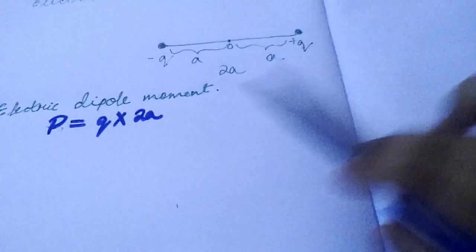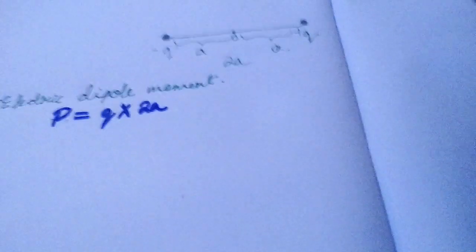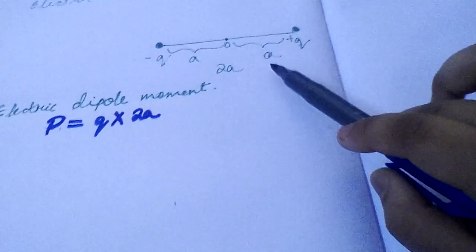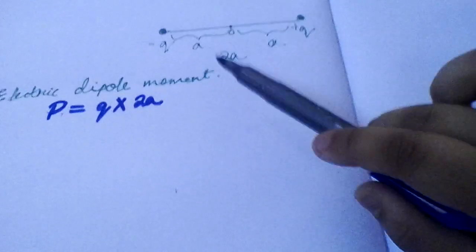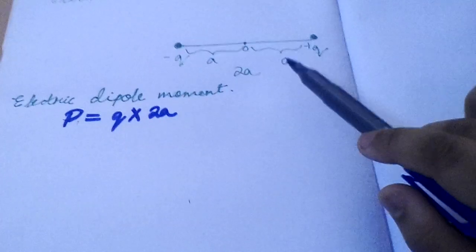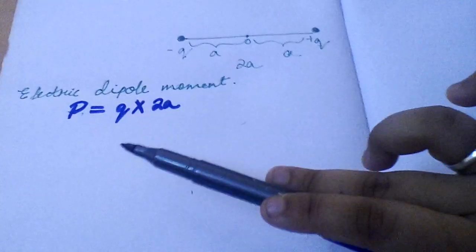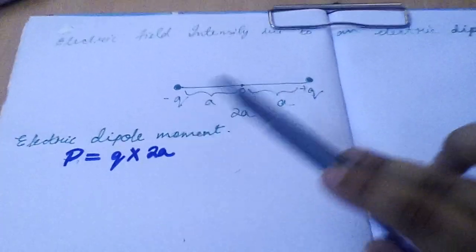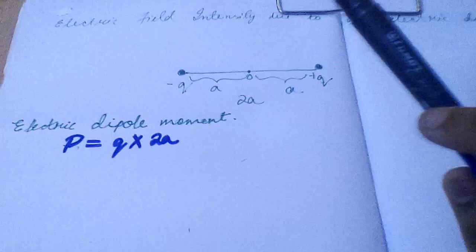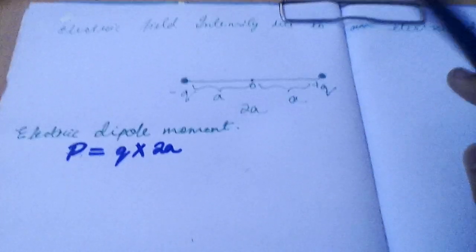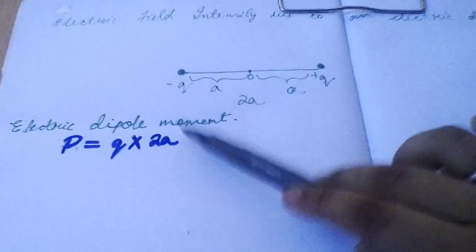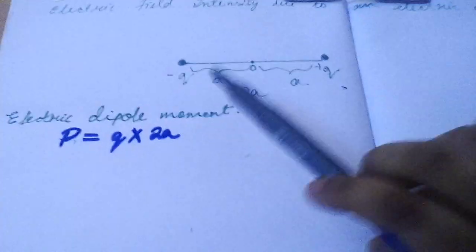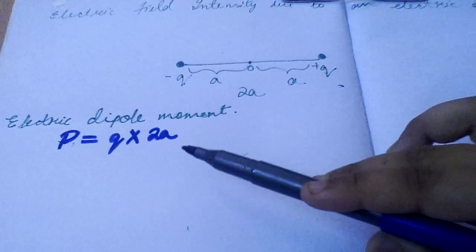In the case of a dipole, we always consider this distance as twice A, with half of the distance as A and the other half as A, hence the total is twice A. Now, associated with the electric dipole, there is another vector quantity known as the electric dipole moment, and its expression is P equals Q into twice A. That is, the electric dipole moment is a vector quantity whose magnitude is equal to the magnitude of either of the charges, Q, into twice A, the distance between the two charges. So this is the expression for the electric dipole moment.